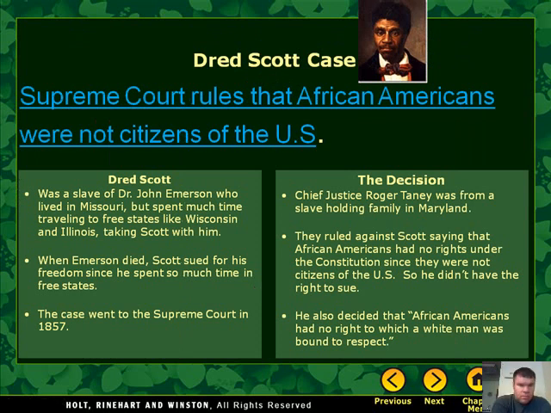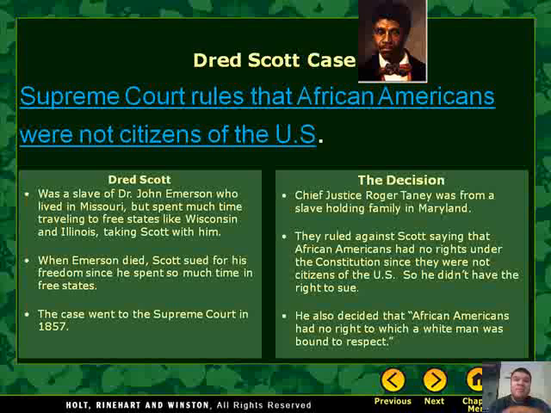Okay, then as we get closer and closer here to the Civil War, 1857 now is the year that we're at. We have a court case known as the Dred Scott case. And Dred Scott was a slave of a man named Dr. John Emerson, and he lived in Missouri, but Dr. Emerson spent a lot of time traveling to places like Wisconsin, Illinois, and even Minnesota, taking his slave Dred Scott with him. When Emerson died, Scott was promised by Dr. Emerson that he'd have his freedom, but the family of Dr. Emerson wouldn't allow him to go free, so he sued the Emerson family for his freedom because he had spent so much time in free states he believed that he was free.